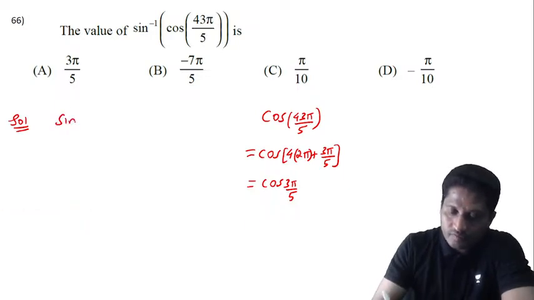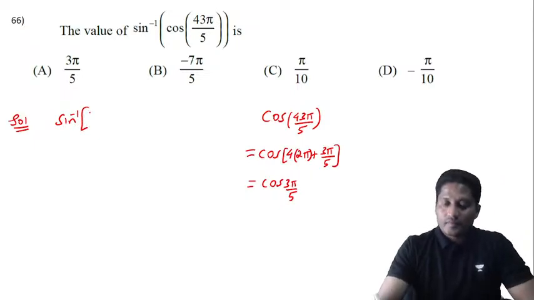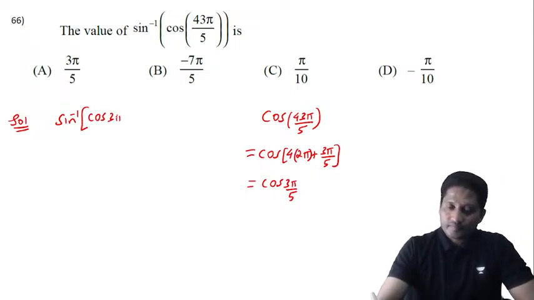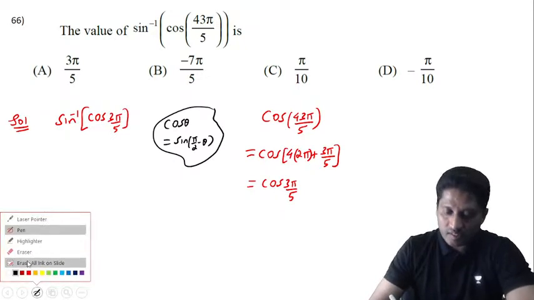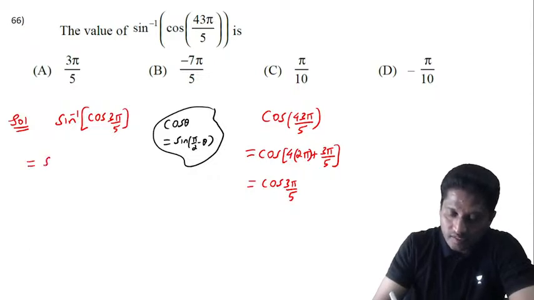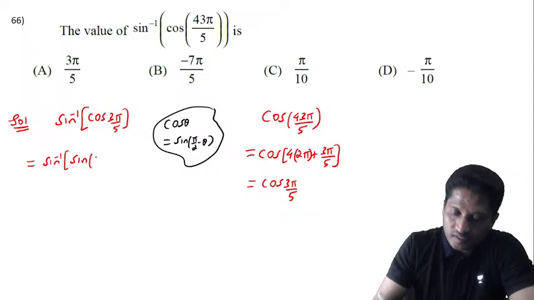So sine inverse of cos of 3 pi by 5. I'll use this formula: cos theta is equal to sine of 90 minus theta. So this is sine inverse of cos theta is equal to sine inverse of sine of 90 minus theta. So this is pi by 2 minus 3 pi by 5.